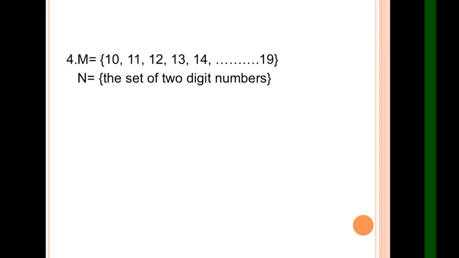Alright. We have another. So M equals 10, 11, 12 to 19, and N is the set of two-digit numbers. So is N a subset of M? Okay. Here, the set of two-digit numbers. There are so many two-digit numbers. We have 20, 21, 22. Wherein, kulang ito. Pero kung babaliktarin natin siya, M is a subset of N. But N is not a subset of M. Kasi mas marami ito eh. Kailangan mas konti yung nauuna.